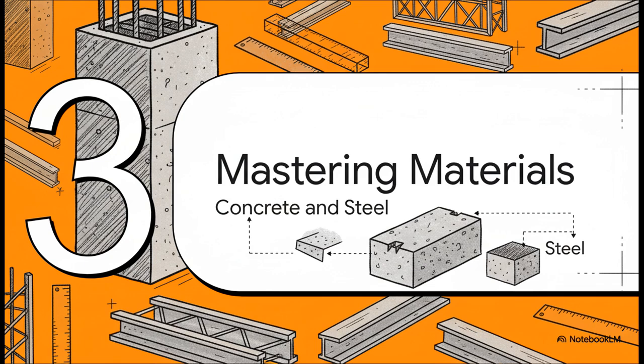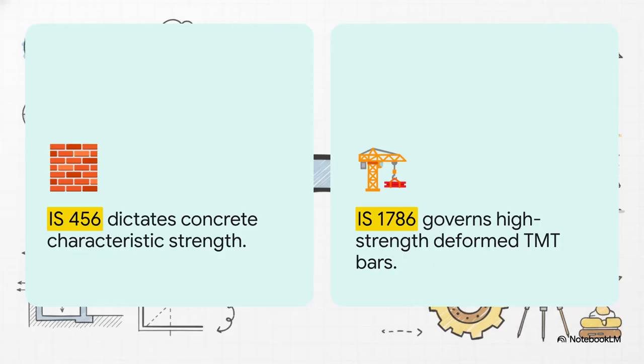Let's step into Section 3, Mastering Construction Materials. A true master of civil engineering lives and breathes by the Bureau of Indian Standards. It's your Bible. IS 456 dictates everything about your concrete's characteristic strength and quality control. On the flip side, IS 1786 governs the high-strength TMT deformed bars that are quite literally the backbone for the seismic resilience of your entire structure.